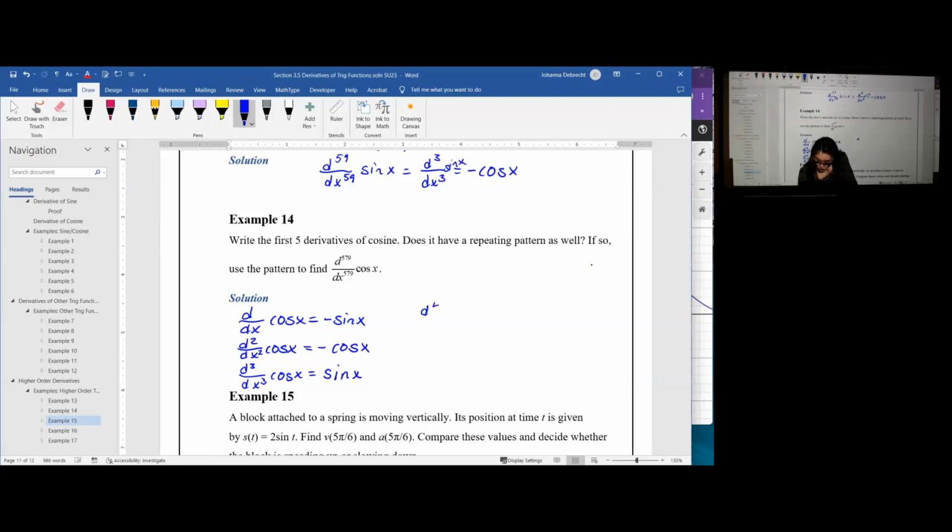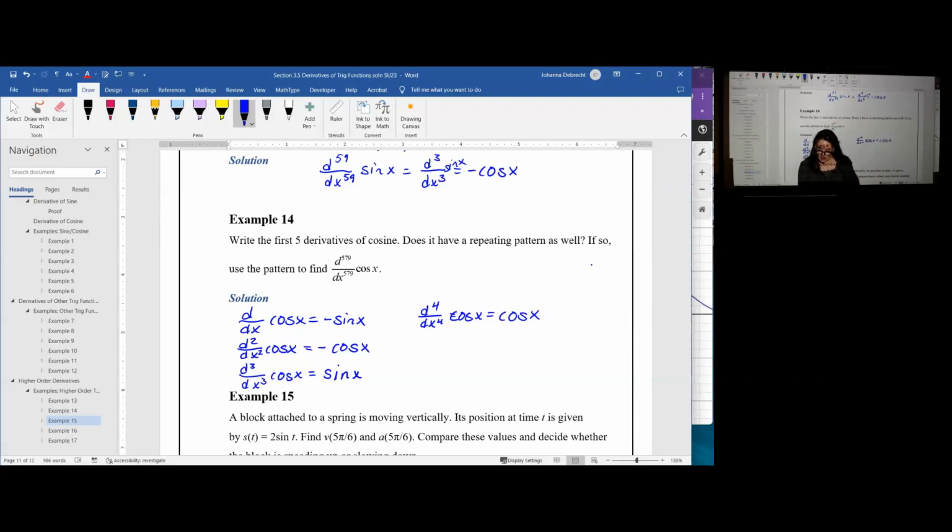And then when I take the fourth derivative of cosine, I end up with cosine again. In other words, I'm back to the beginning. It does repeat every 4. The derivative of cosine is negative sine. The derivative of negative cosine is positive sine. And the derivative of sine puts me right back to the beginning at cosine.